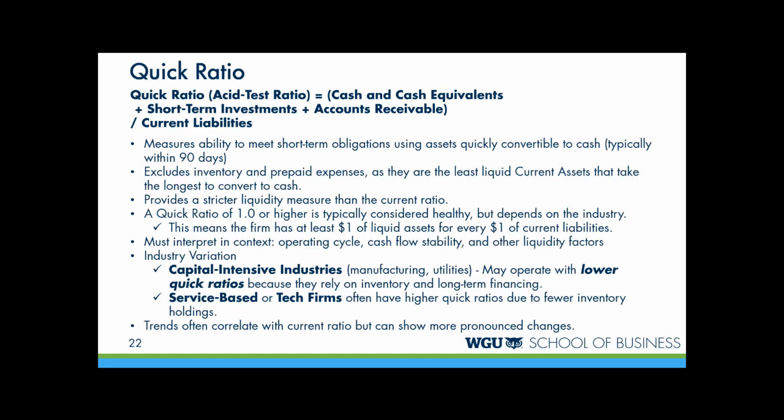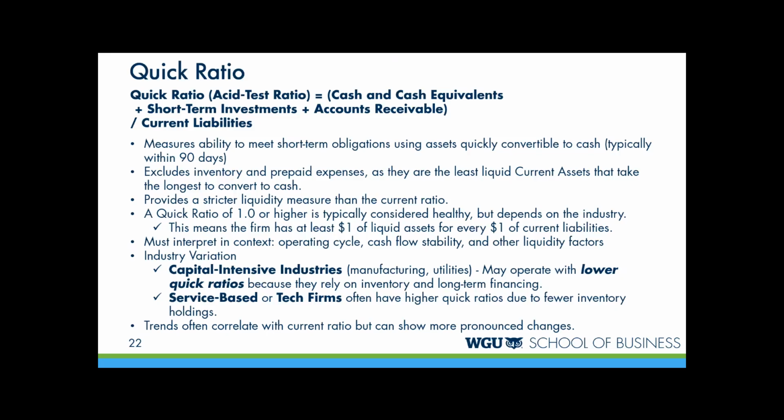So as you're going to hear this repeated throughout this session, you have to interpret these ratios in the context of the firm's placement in its industry, its operating cycle, its cash flow stability, and other factors. So as we talked about, industry variation is definitely going to matter when we have a value for this ratio. Okay, so capital-intensive industries, meaning heavy capital investments, things like manufacturing, utilities, they typically will operate at lower quick ratios because they're going to rely on inventory and long-term financing rather than short-term.